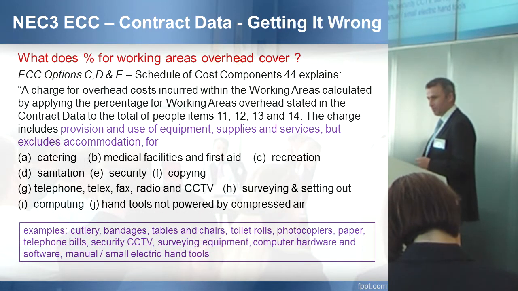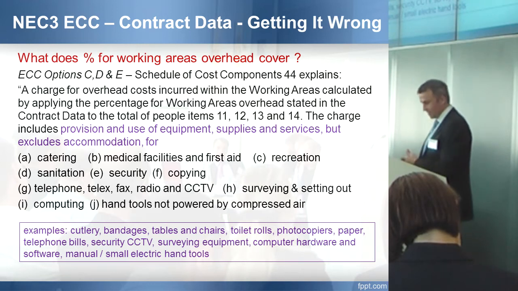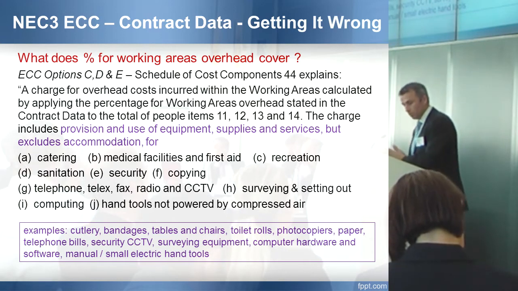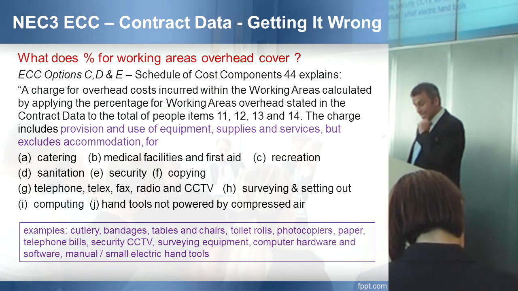Right, this is the query raised by John, I think, here. Next item. Working areas overheads, which is one of the contract data part 2 items you need if you're using options C, D and E and the longer schedule of cost components.